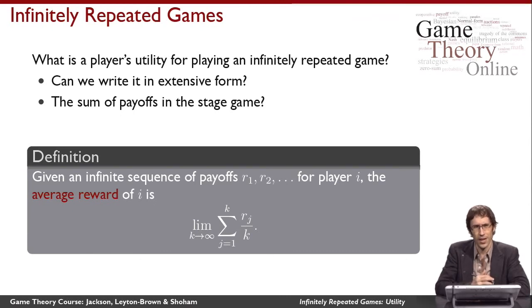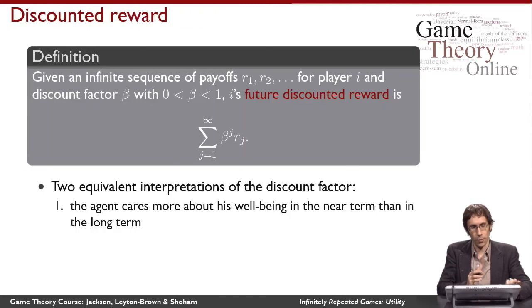reason about, because we have an intuition that payoffs that you get early on are kind of more important than payoffs that you get really far into the future. So if we want to have a model of utility that has that property, we need to say that different payoffs matter differently. So it's more important to me to get a good payoff in the first iteration than to get one in the millionth iteration.